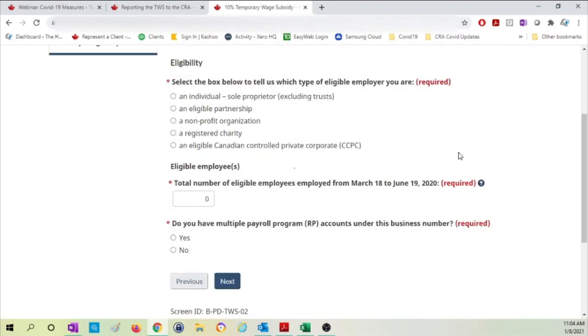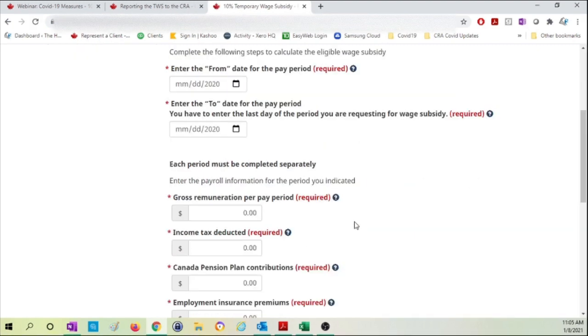And then we go ahead and we just start filling in the information that's at the top of the other form. So it's a sole proprietor in this example, and there's 2 employees in this example, and there's no other RP accounts. So if you have RP0001 at the end of your business number, that's your one payroll program account. And if you have RP0002 as well, then you would say yes, and that's a different video. But just for the one payroll account, so we're saying, do we have multiple? No, we only have the one. Now it takes us to this payroll section where we would put in all of those pay periods.